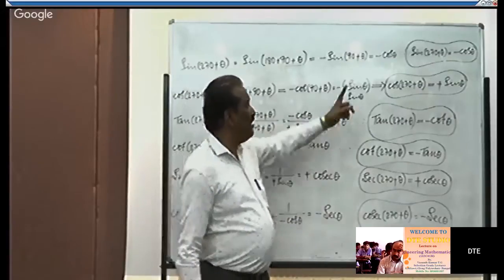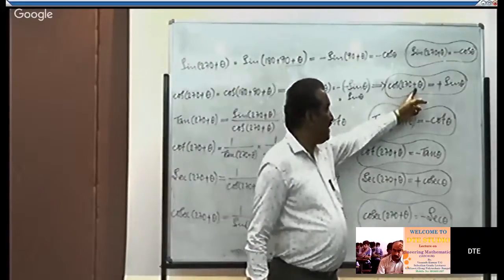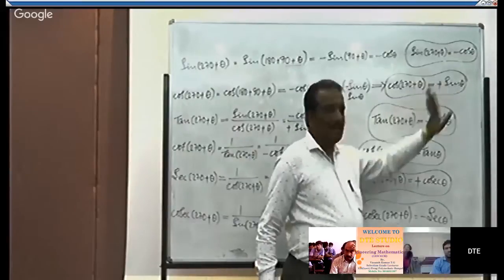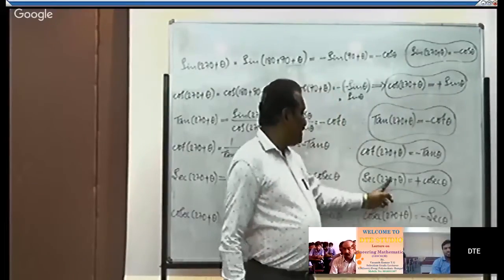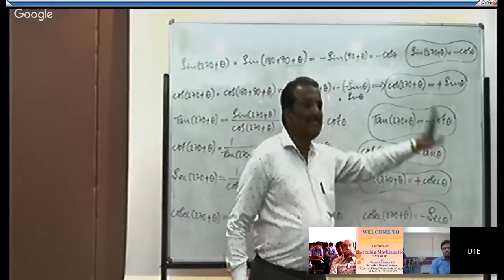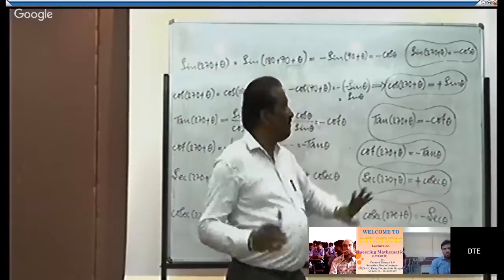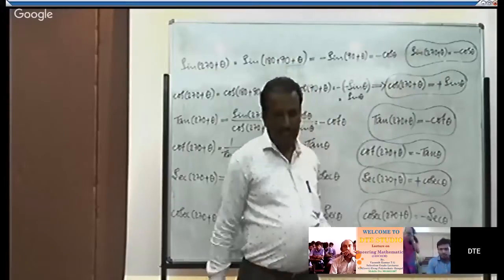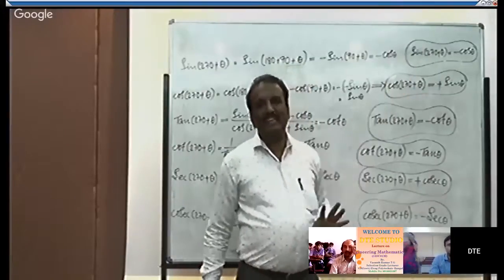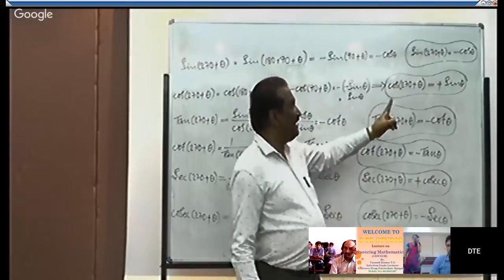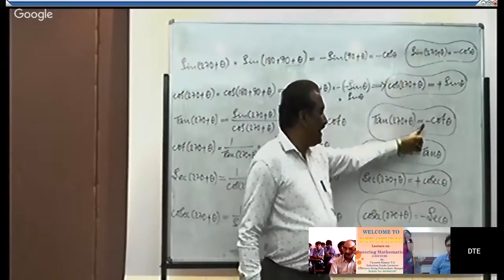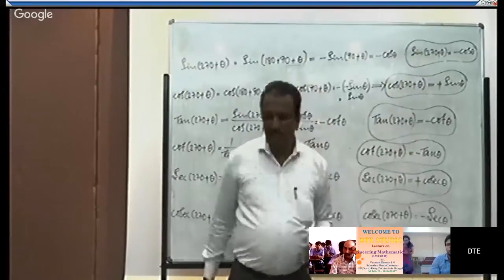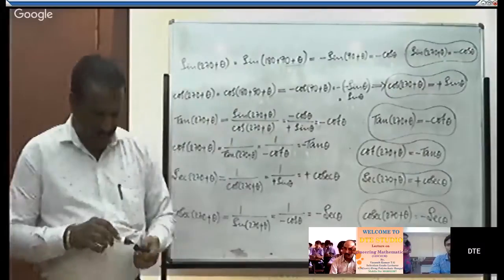Observe here, cos of 270 plus theta is plus something, secant of 270 plus theta is plus something. And the rest of the trigonometric functions, when they are connected to 270 plus theta, whatever may be on the right hand side, will take a negative sign. Right? This is how the results are.